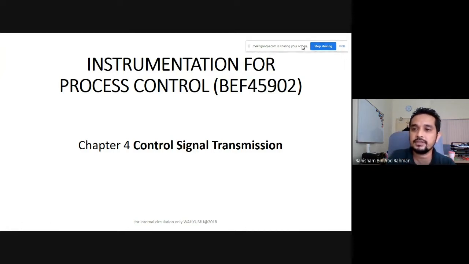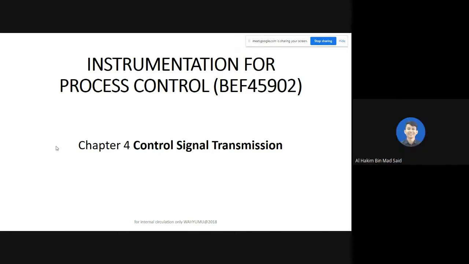So, can you see the screen here? Nampak, Doktor. All right, good.